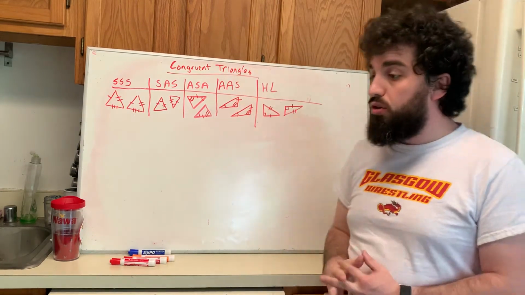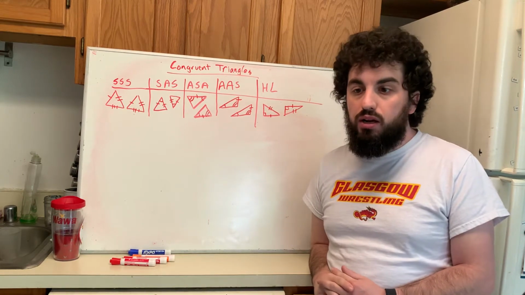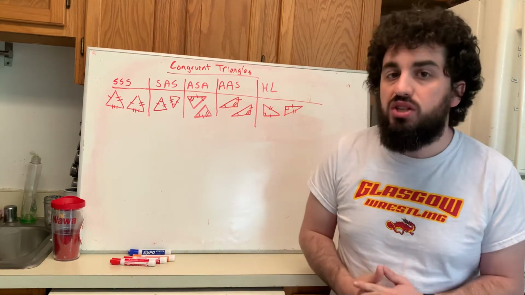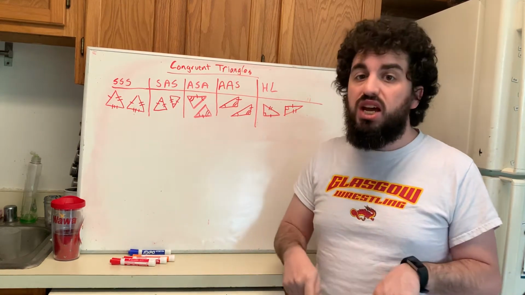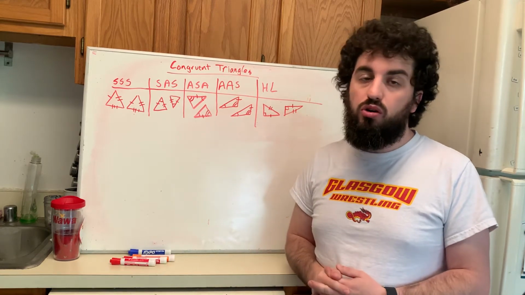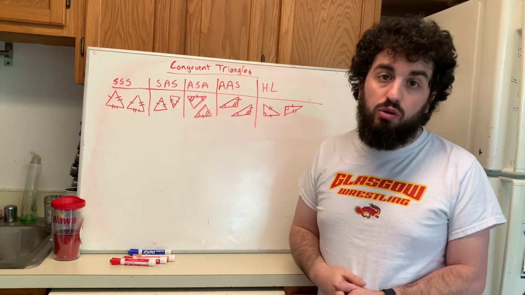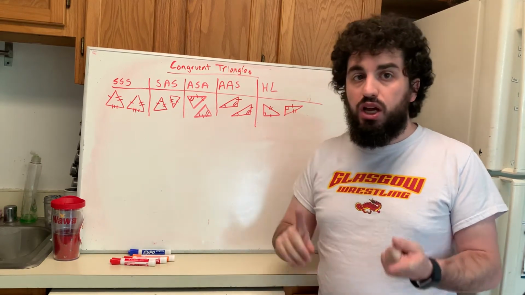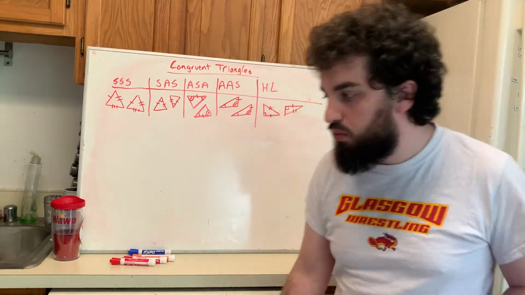Today we are going to learn about congruent triangles. Congruent triangles are two triangles that are exactly the same. And when we say exactly the same, that means all the angles are the same and all the side lengths are the same. Now proofs will revolve around congruent triangles, but any two shapes can be congruent if all angles are equal and all sides are equal.